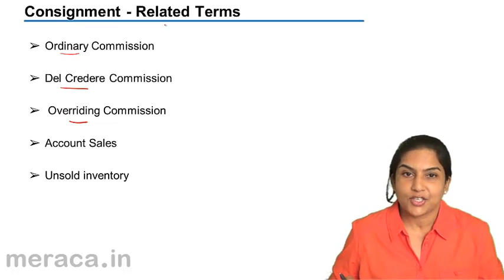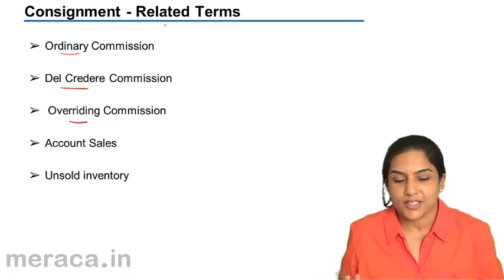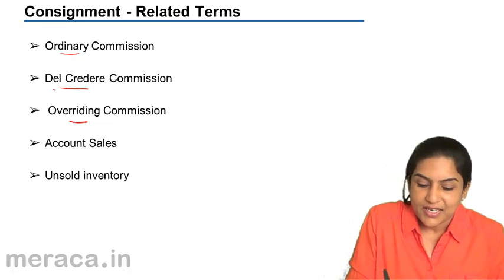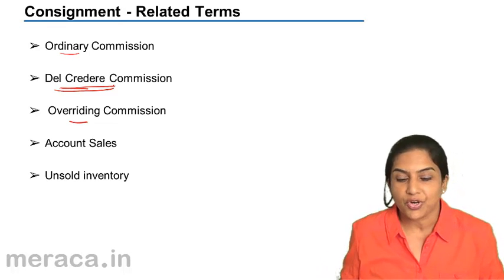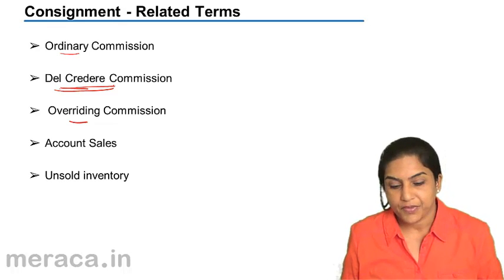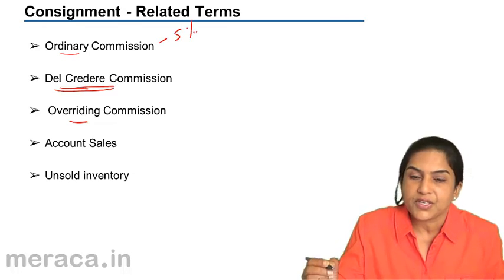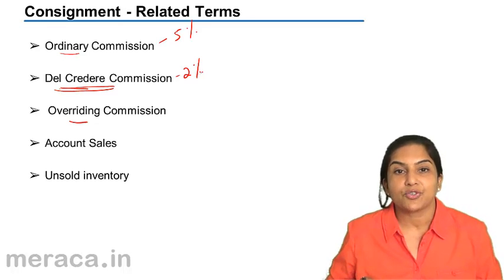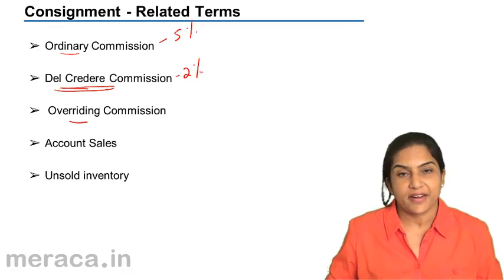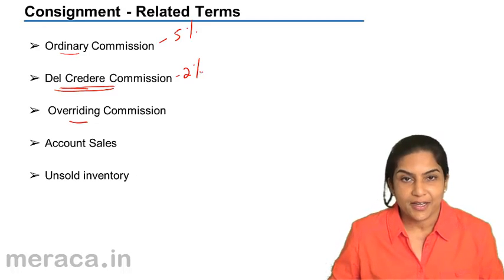In such a situation, or to avoid such a situation, sometimes the consignor offers an additional commission, in addition to the ordinary commission, a del credere commission. So in addition to, let us say, 5% commission, a 2% commission is given by the consignor to the consignee as del credere commission.